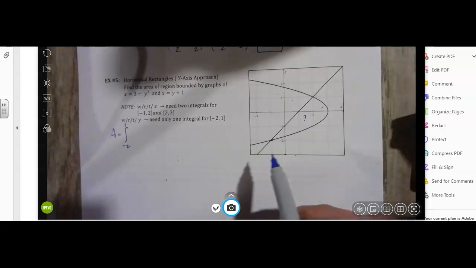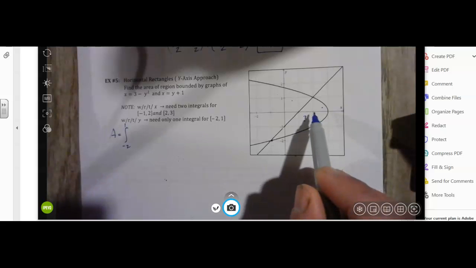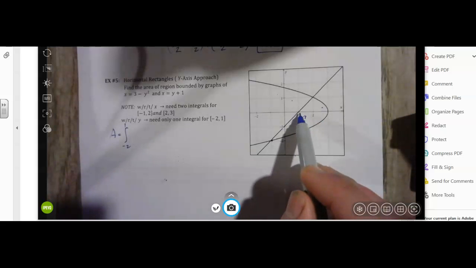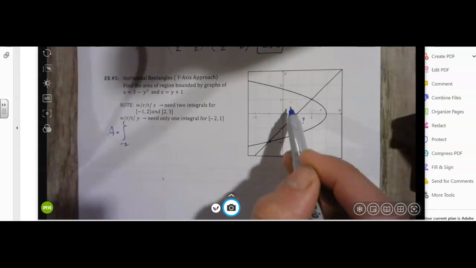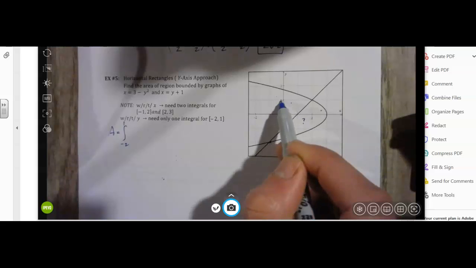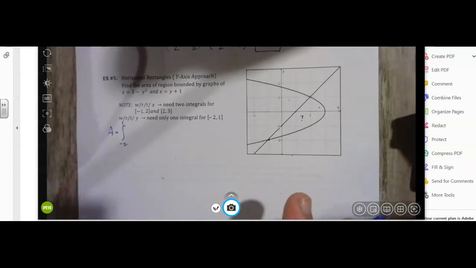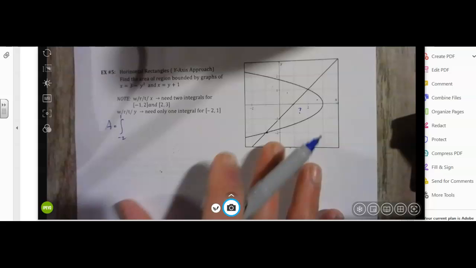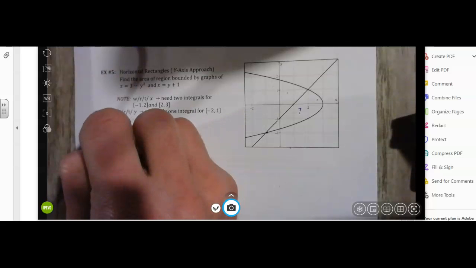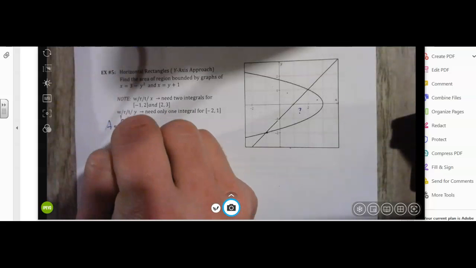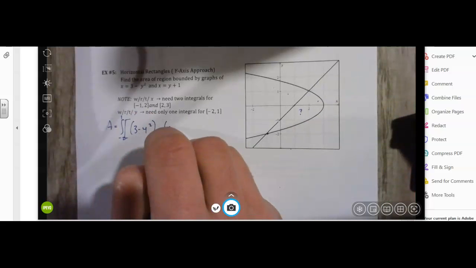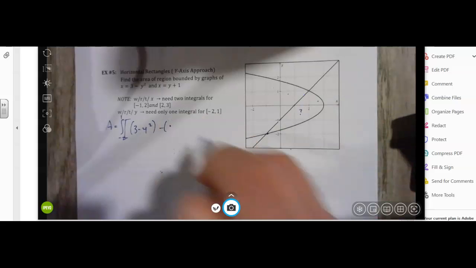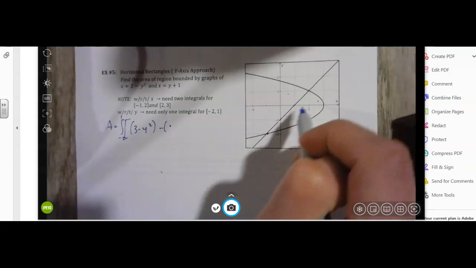Oh, we have two different sections, so we have to be careful. We're going from negative 2 all the way to positive 1, with respect to y. So it's negative 2 y value to positive 1 y value, so keep that in mind. It's not with respect to x like we're normally used to. So you're going to get 3 minus y squared, which is the top curve, the parabola on its side, minus the line going down here. So it's kind of like right minus left almost.